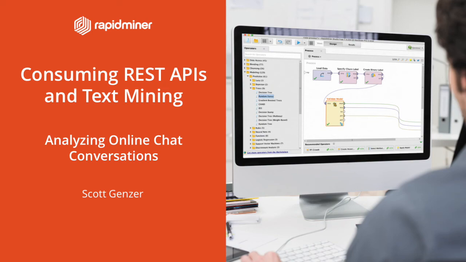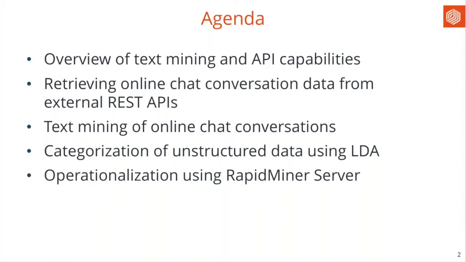To go through the agenda quickly, we're going to overview text mining in general and how APIs work. We're going to retrieve online chat data from an API from the service that we use at RapidMiner for our chatbot, and that company is Drift, one of the most popular chat companies out there. I'm going to show you how we get those credentials, and how we start pinging those servers, getting the information we need in order to do some text mining.